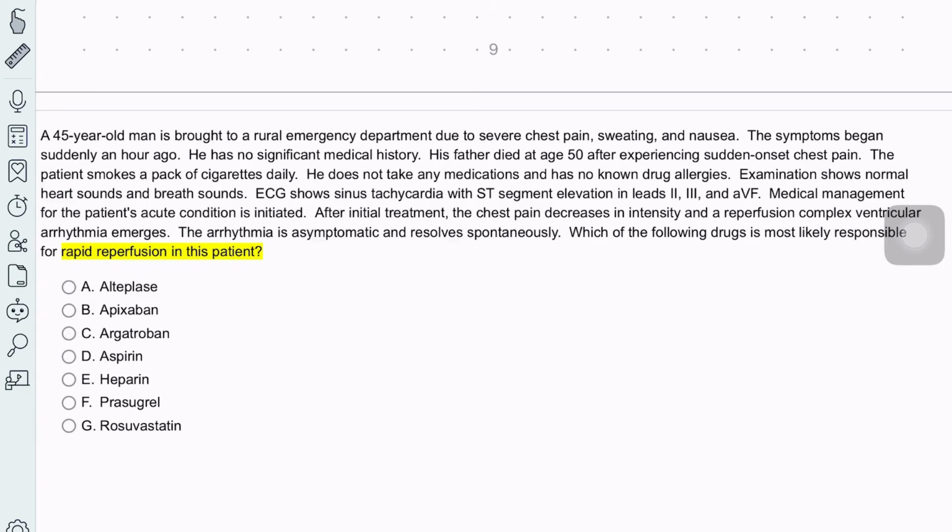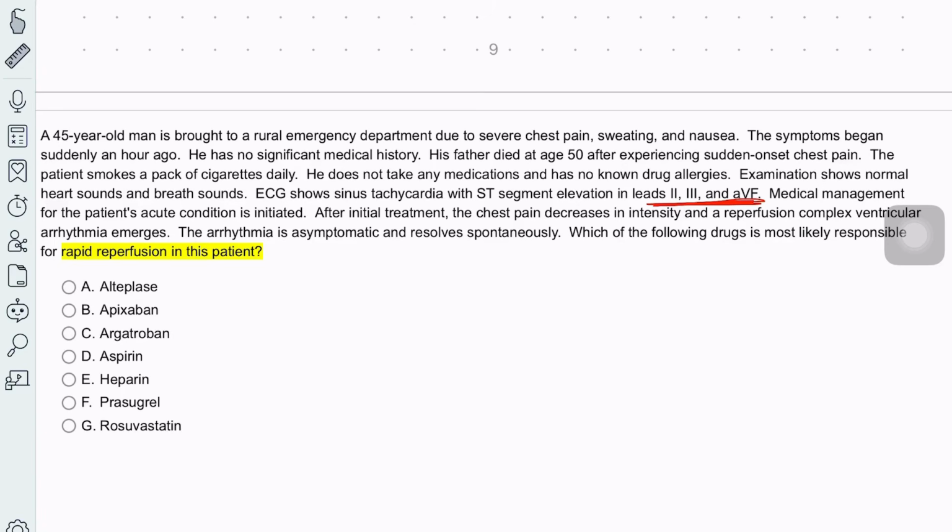Examination shows normal heart sound and breath sound. ECG shows sinus tachycardia with ST segment elevation in lead 2, 3 and aVF. Medical management for this patient's acute condition is initiated. After initial treatment, the chest pain decreases in intensity and a reperfusion complex ventricular arrhythmia emerges. The arrhythmia is asymptomatic and resolves spontaneously.